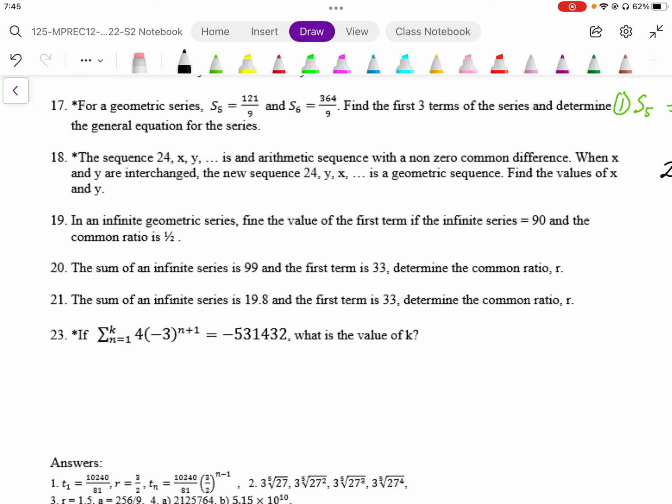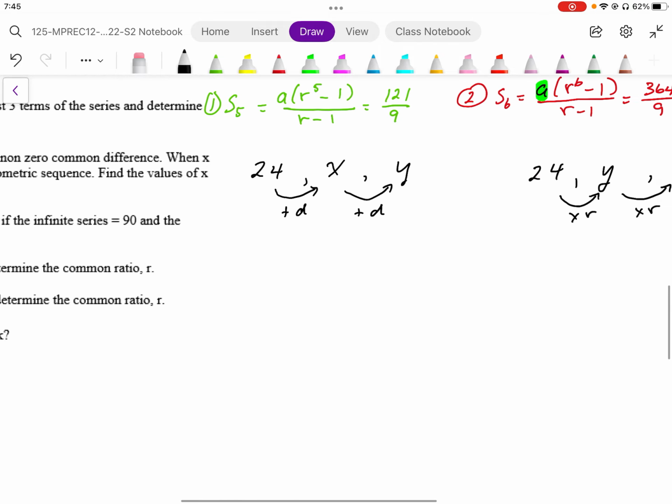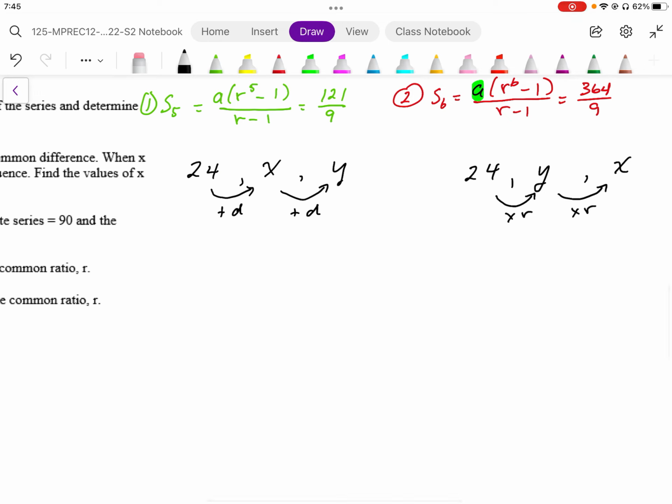So I set up the first two relationships here. One relationship is when we have a plus d, and the other relationship is when we have a times r, when we switch to x and y. And what that allows us to do is come up with a relationship for d. So d is going to be equal to, I'm just going to subtract x minus 24. As I subtract consecutive terms, I get d.